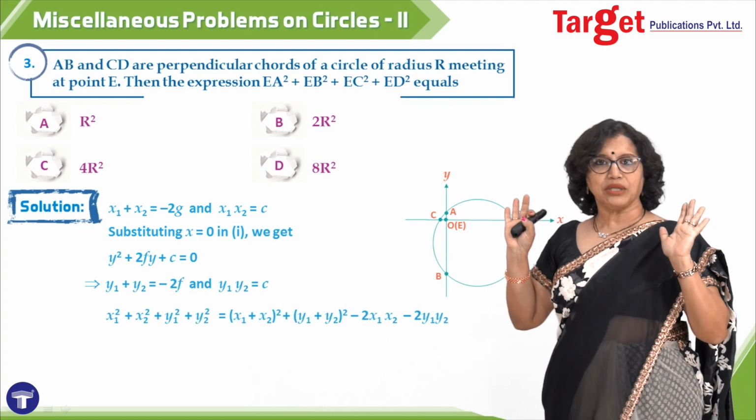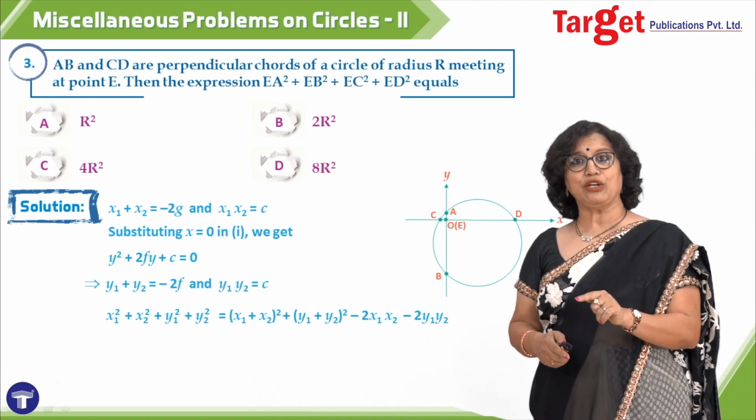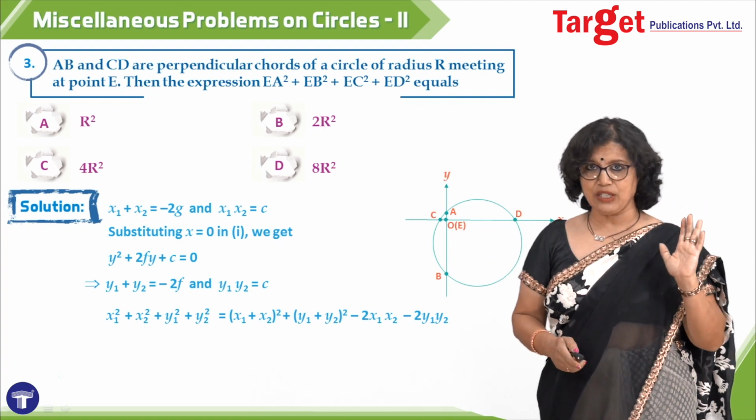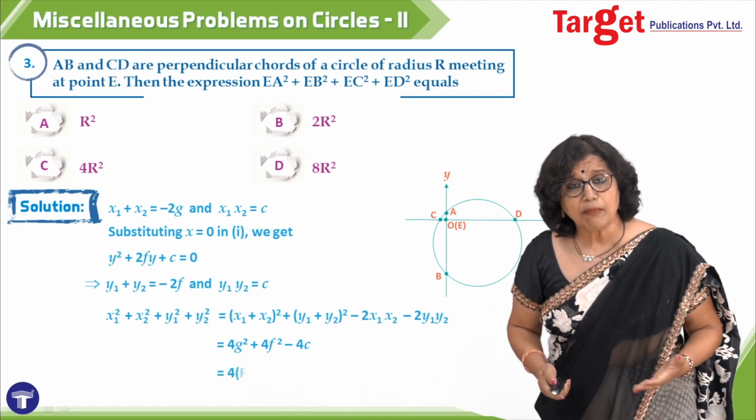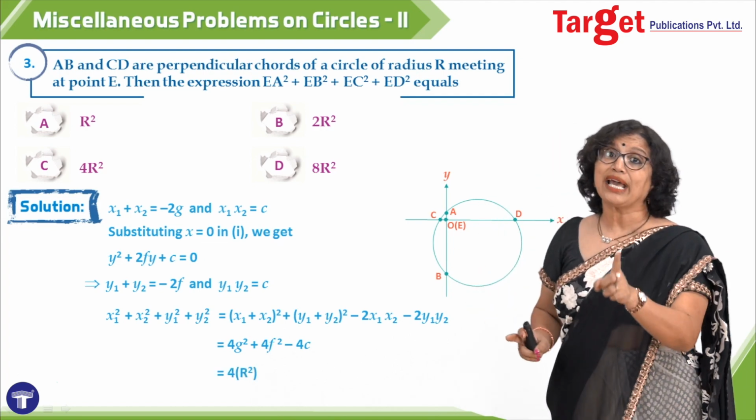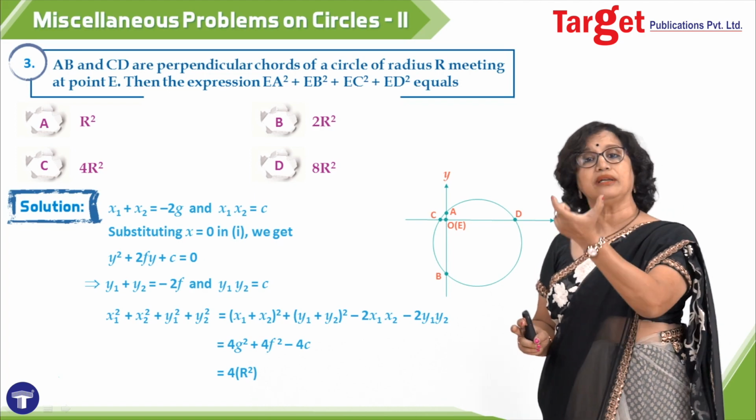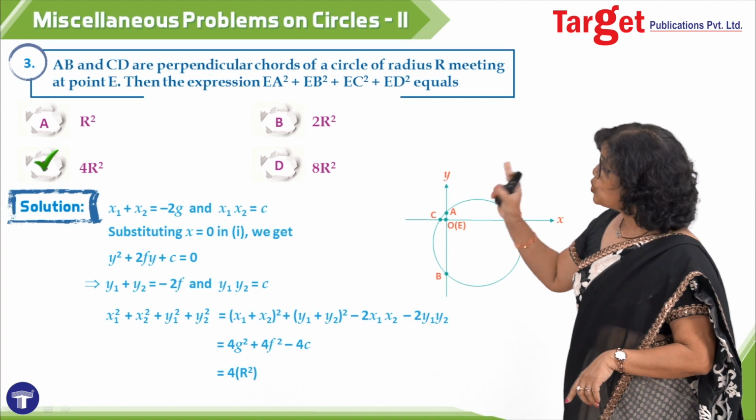And now come to the required expression. That is (x1 + x2) whole square plus (y1 + y2) whole square minus 2 times x1x2 minus 2 times y1y2, right? Now just substitute the values, whatever we have found, and simplify it. And that would lead to 4 times (g square plus f square minus c), and that g square plus f square minus c you can replace by r square. So the correct answer is 4r square. So the option is C.